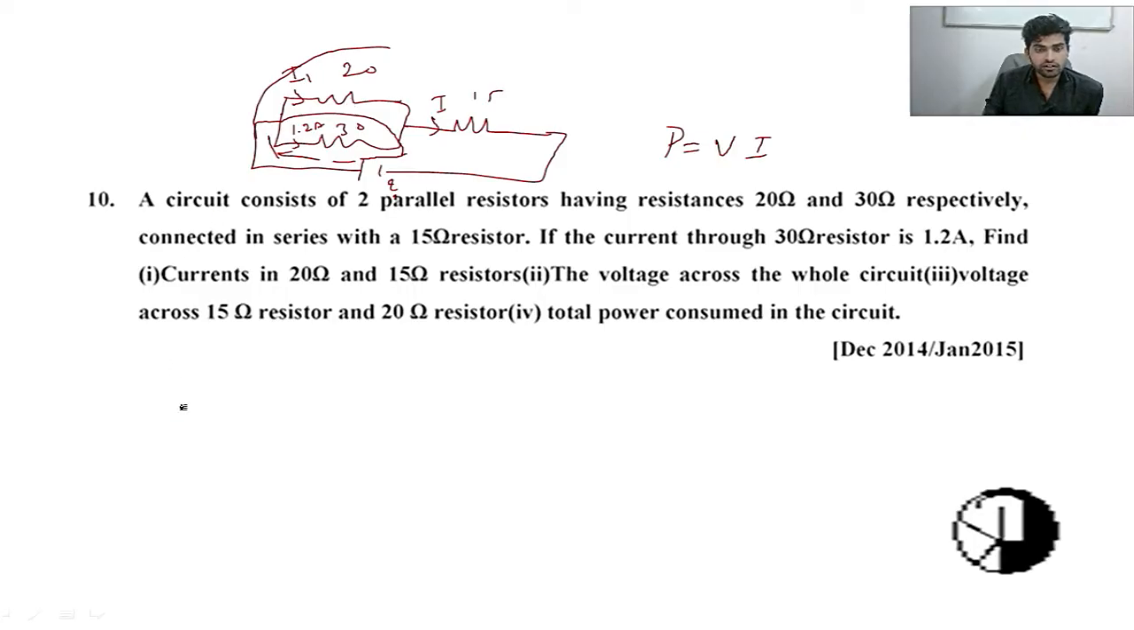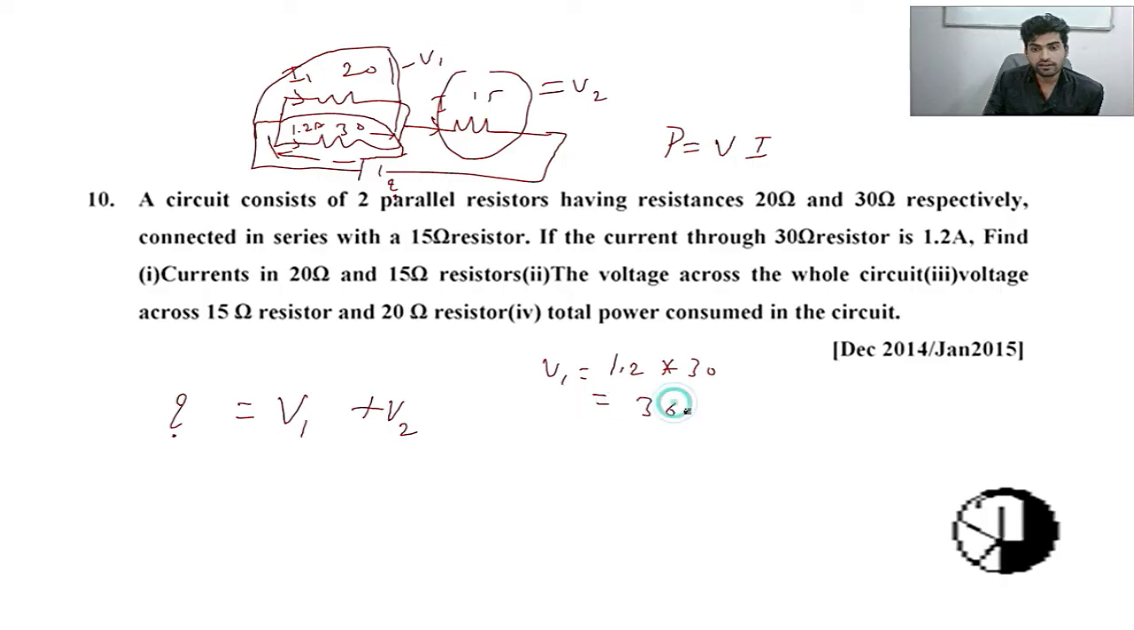Supply voltage is equal to V1 plus V2. The supply voltage we don't know, but we can calculate V1. This is V1, and this is V2. So V1 is equal to 1.2 into 30, you will get 36 volts. So we can calculate I1 right now: 36 by 20. So I1 is equal to 36 by 20, that is 1.8 amps.